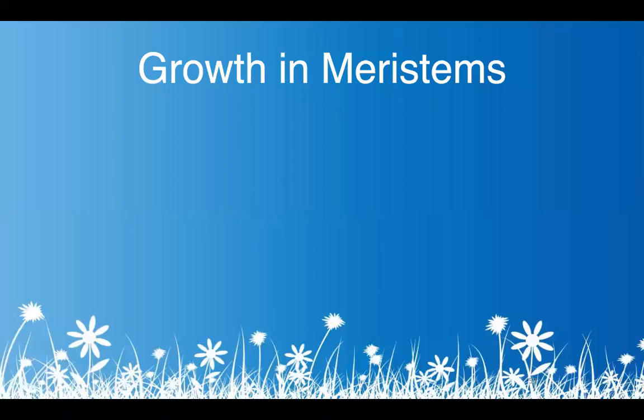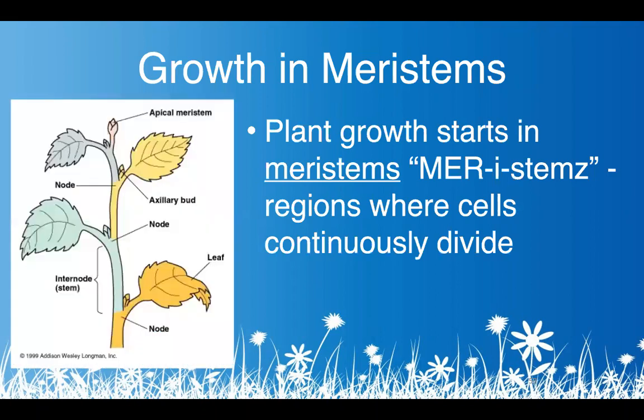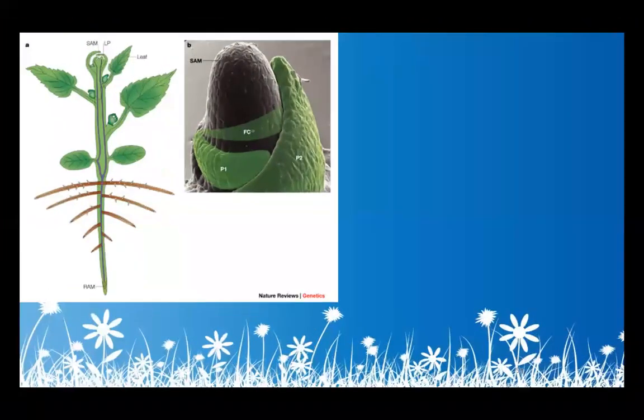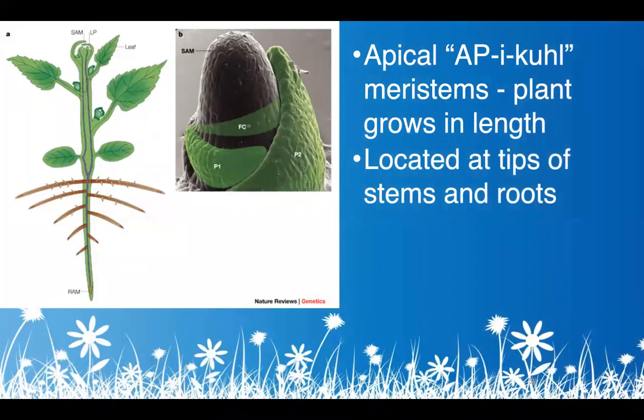And now we have meristems. Meristems are areas in the plant where growth occurs. And there are going to be three main types of meristem that I'm going to talk about. The first one is called apical meristem. This is where a plant grows in length. So this is going to be located at the tips of the stems and the tips of the roots.